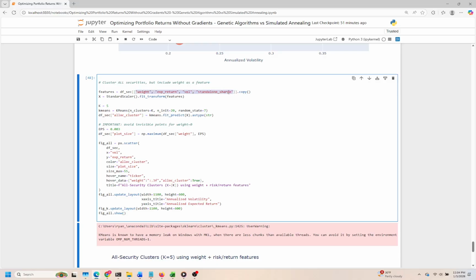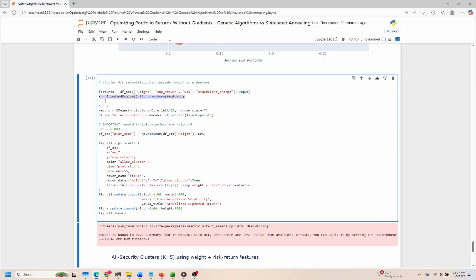We begin by selecting a few important features from our securities dataset: weight, expected return, volatility, and the standalone Sharpe ratio. These features give us a comprehensive view of each security's performance, and by standardizing these values, we set a common scale. This standardization is essential to ensure that no single feature disproportionately influences the clustering result.